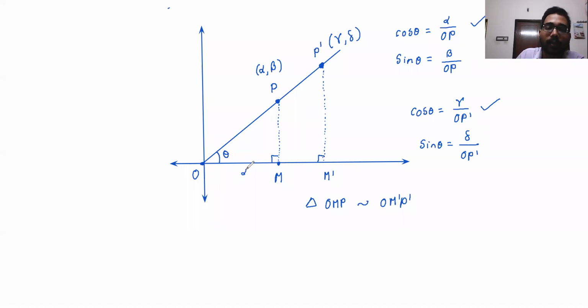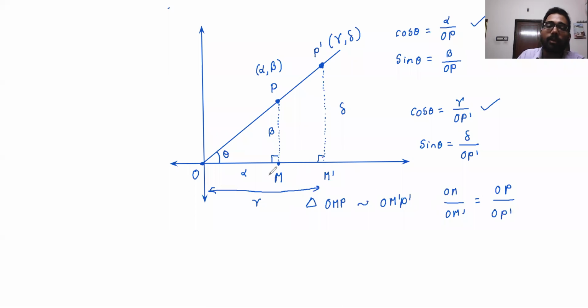this is going to be alpha, this is going to be beta, and this is going to be gamma, and this length is going to be delta, this height. So you can actually see that these two are similar triangles. So we can say that alpha upon gamma is equal to OP upon OP'. So from similar triangles, we can say OM upon OM' is equal to OP upon OP'.